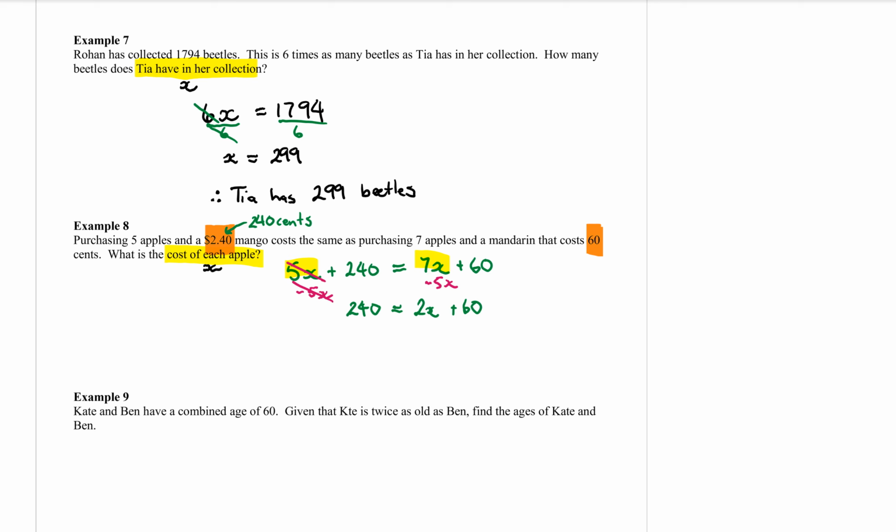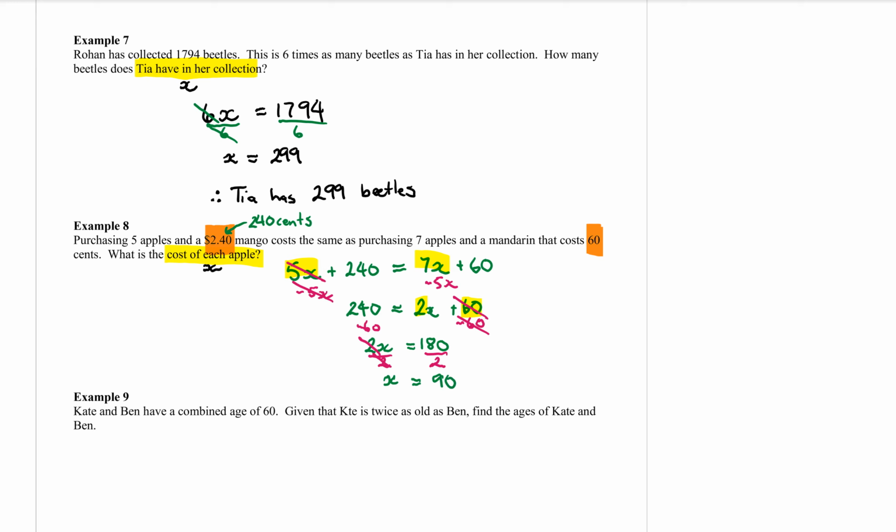Okay, now I have 2 more numbers here to move away from that x. So first of all, the 60. I would need to subtract 60 like that. Cancel that one away. I'm going to switch sides here. That 2x is going to come to the left. And 240 take away 60 is 180. Now I can get rid of that 2. So because it's multiplied, I need to divide by 2. Cross it off. X is by itself. 180 divided by 2 is 90.